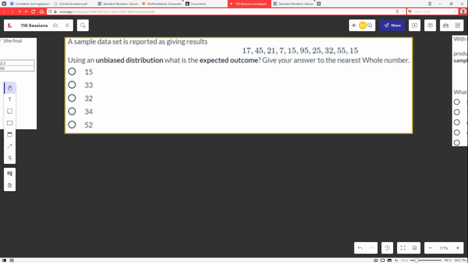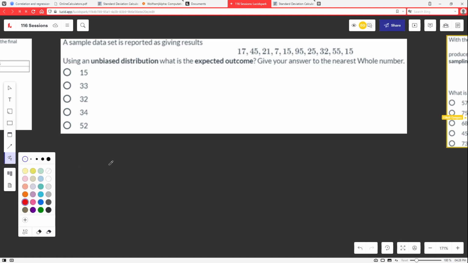So 17 plus 45 plus 21 plus the rest gives 327. Divide that by the number of them, which is 10, is 32.7. We want to round that to the nearest whole number, so that would be 33. So the mean equals 32.7, rounded up is 33.